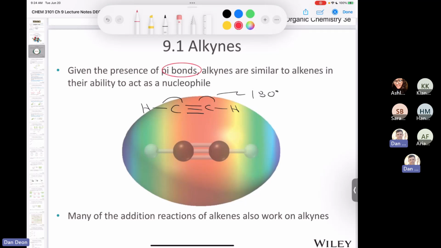And so what that does is enable an alkyne to behave like an alkene. And that means that it can react as a base, an electron donor, or a nucleophile. And we're going to see examples of both of those in this chapter. So many of the addition reactions that you learned in chapter 8 for the alkenes also work for alkynes.